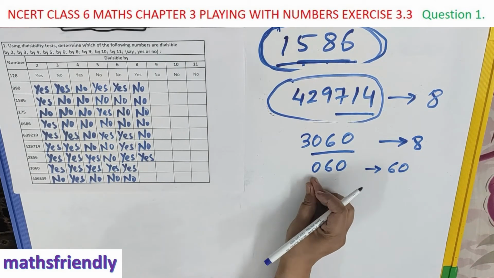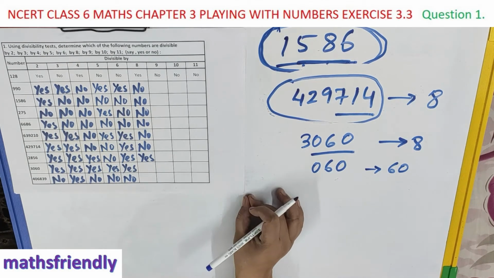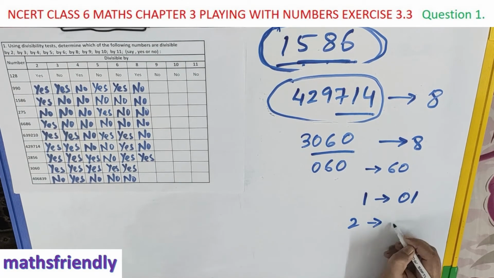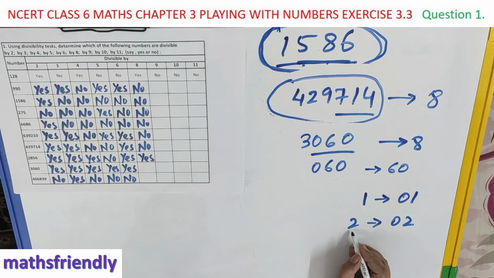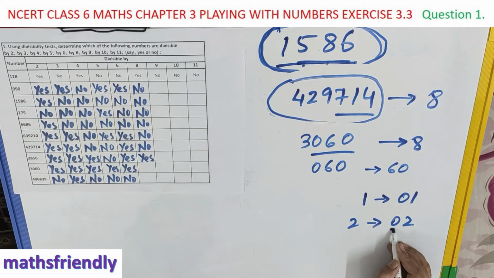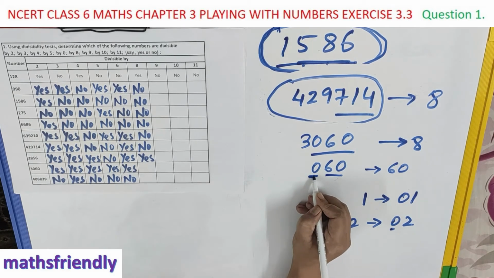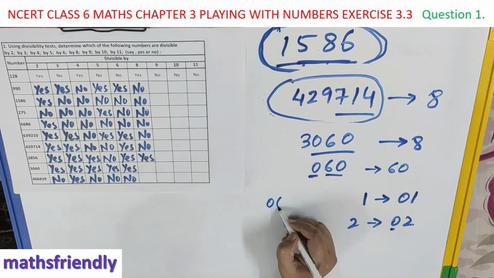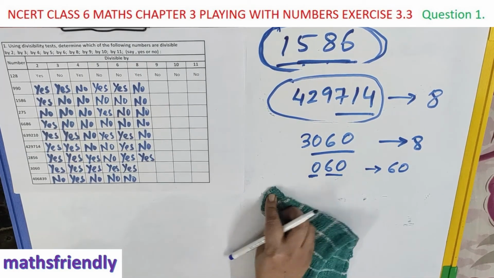Why? Because if we include 0 to the left-hand side of a number, the value of the number does not change. 1 can be written as 01, 2 can be written as 02. Including 0 on the left-hand side of a number does not change its value. So 0 is included to the left-hand side of 60, so there is no value of this 0. We can consider this number as 60. Means 060 can be considered as 60, right? So we will check only for 60.